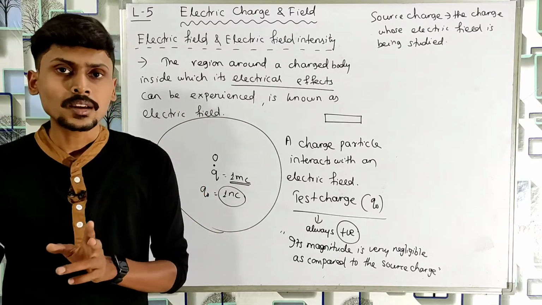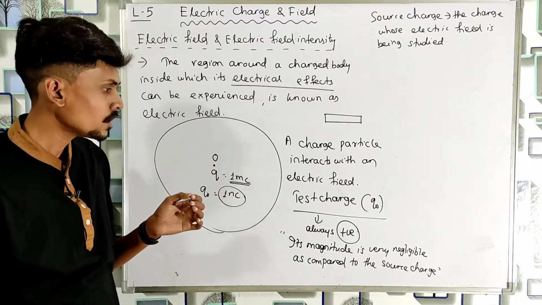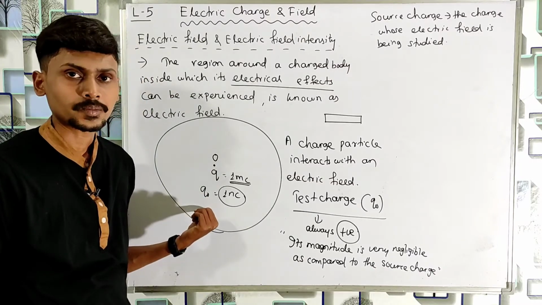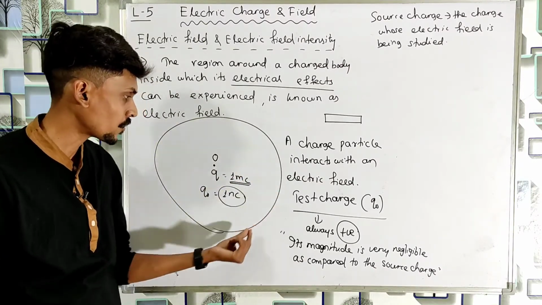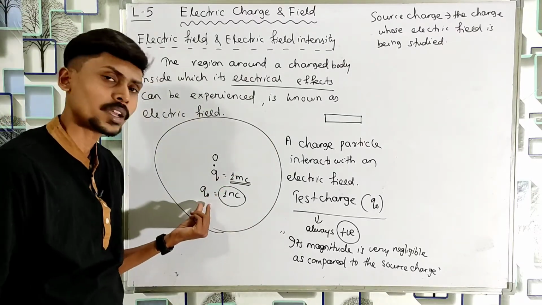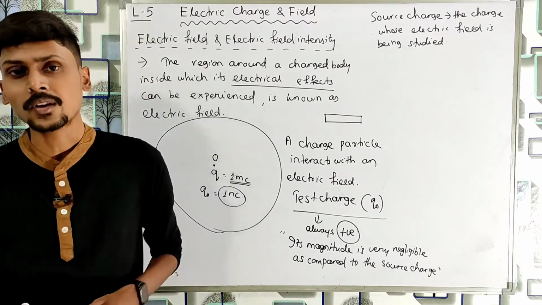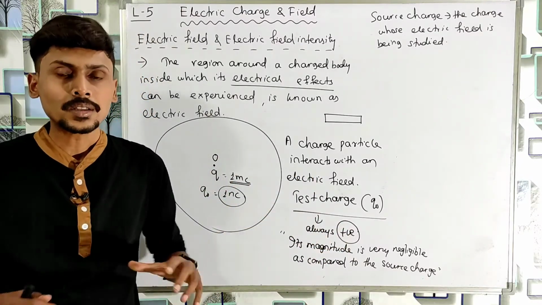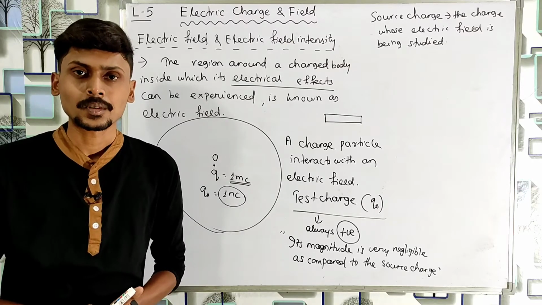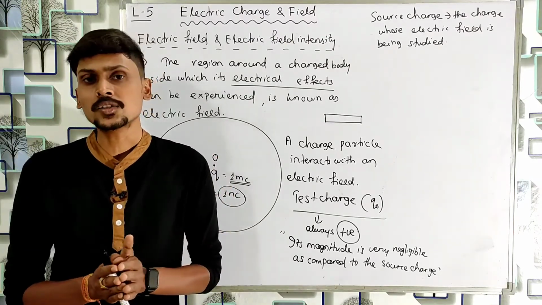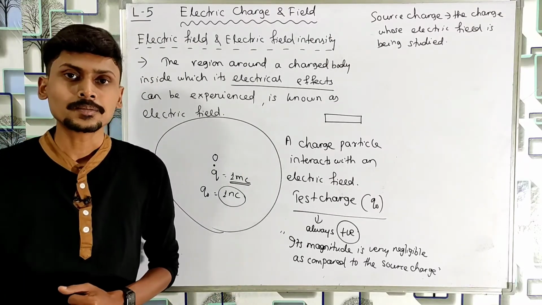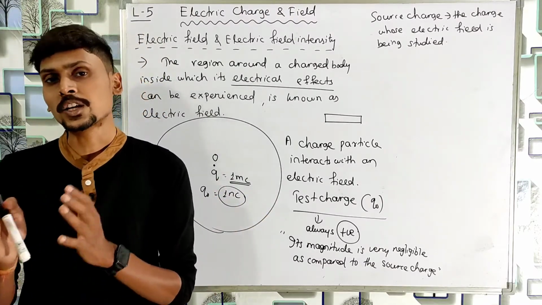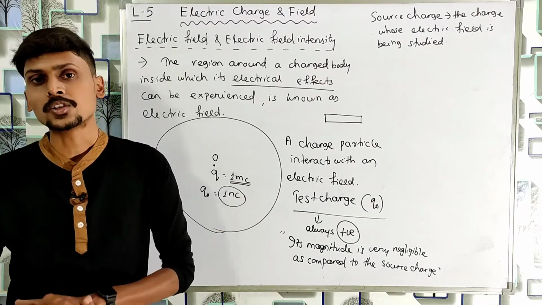We are interested in studying the electric field of the source charge. But when you are verifying the presence of an electric field, you have to take the help of a test charge. And when you place the test charge inside the electric field of the source charge, then this test charge will also produce its own electric field. So the electric field of the source charge and the electric field of the test charge will interfere with each other. Again I am repeating, when you place a test charge inside the electric field of a source charge, the electric field produced by the source charge and the electric field produced by the test charge will both interfere with each other.